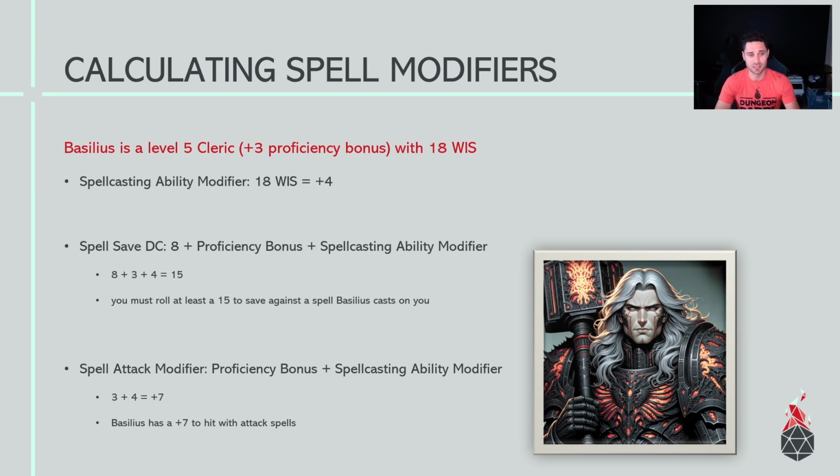So to calculate his spell save DC, the formula for that is 8 plus his proficiency bonus, which we know is a +3, plus his spellcasting ability modifier. So in his example, 8 plus 3 plus his 4 from wisdom gives him a 15. What this means is you must roll at least a 15 to save against a spell that Basilius casts on you. So if his spell has a save DC and he casts it on you, in your save, you have to roll at least a 15 total.